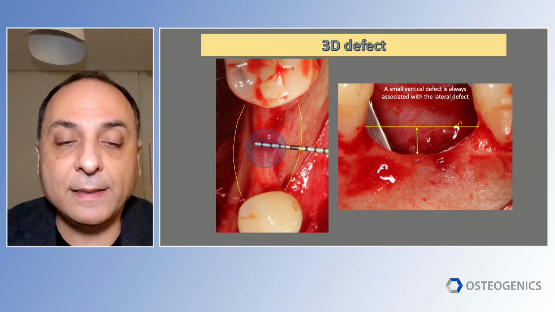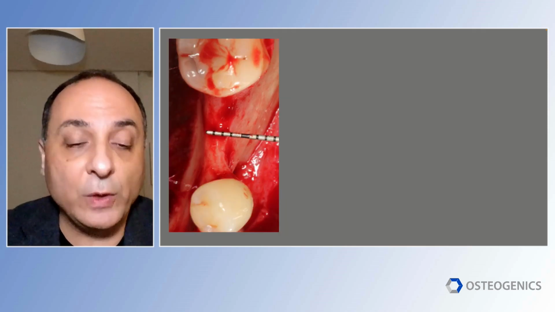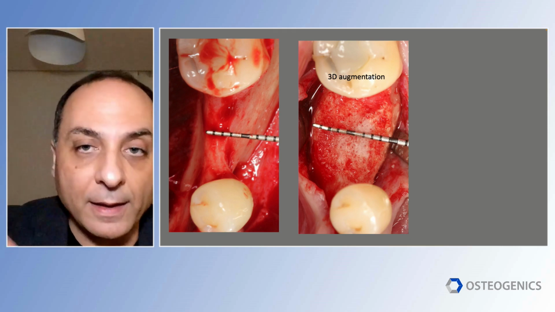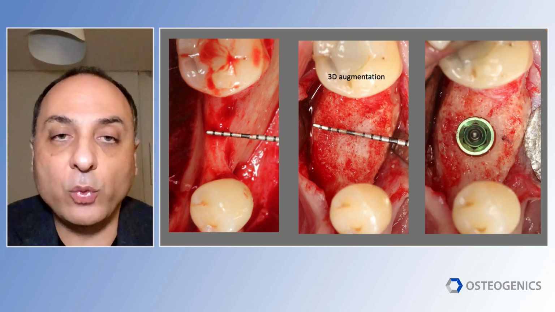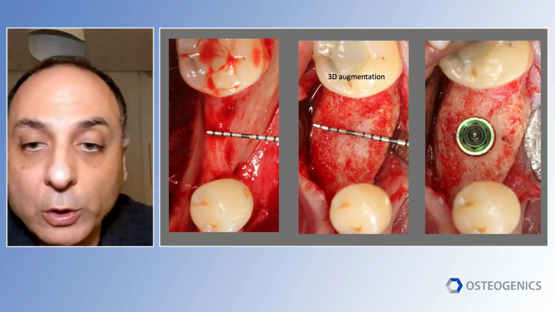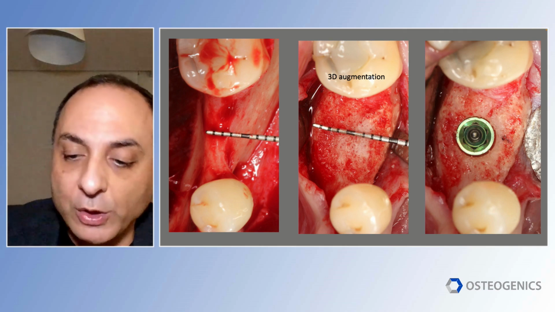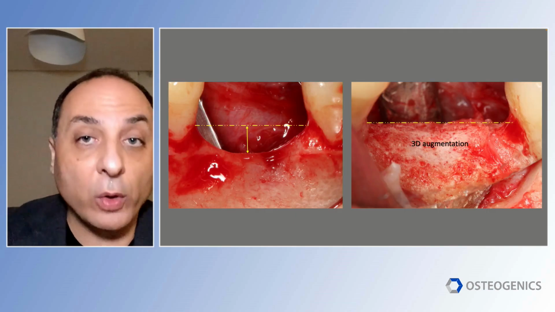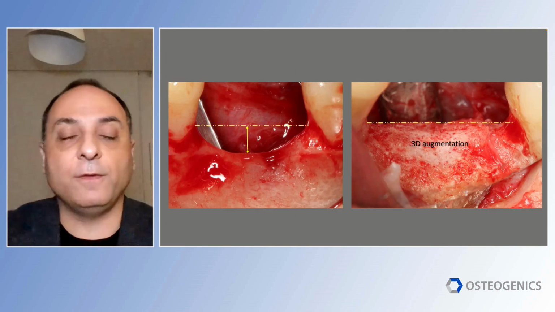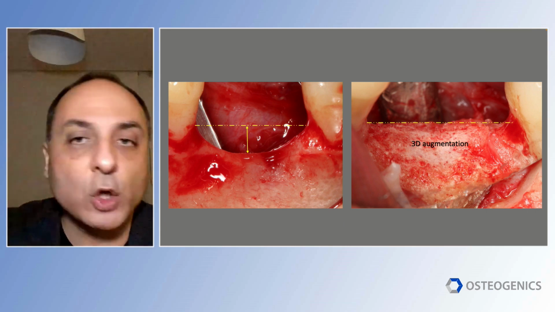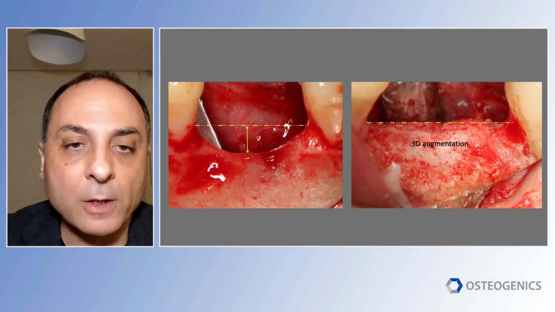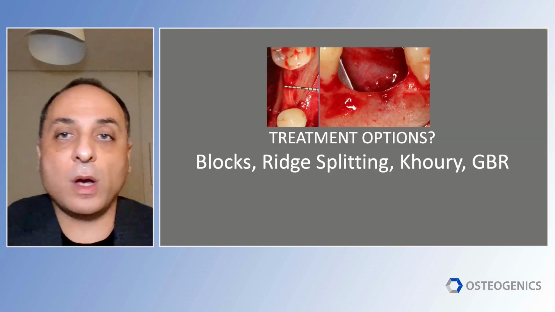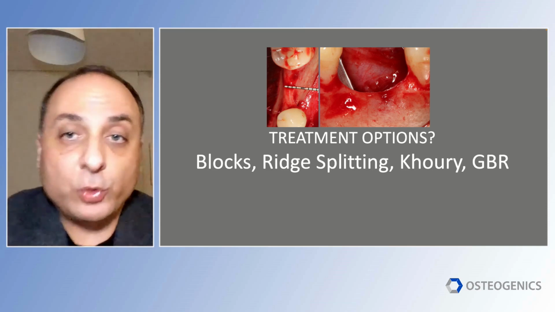So this defect, which is a 3D defect, was treated in a three-dimensional way, and we were able to go from a 2-millimeter ridge to an almost 9-millimeter ridge and place the implant right where it should be. And also we were able to 3D build this defect in its vertical component and have a complete reconstruction of the defect. So what have we done in this case? What was our strategy? What was our treatment option?